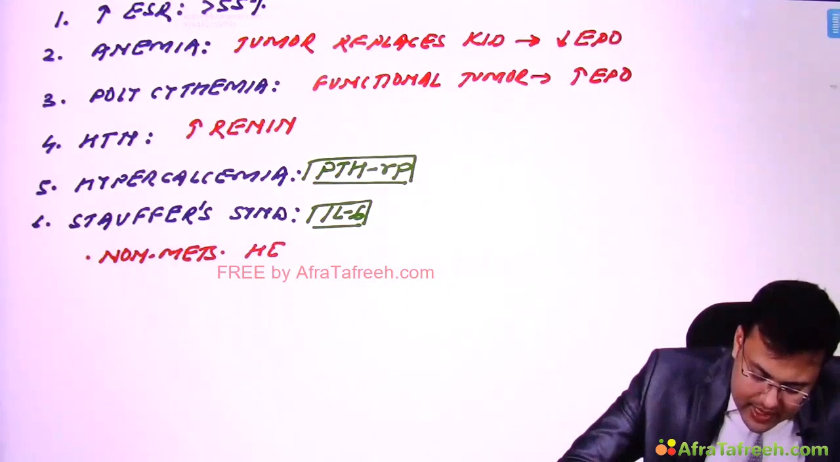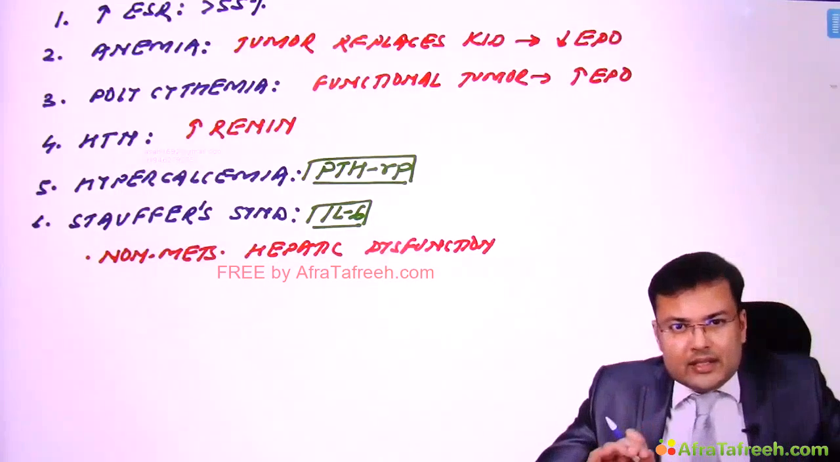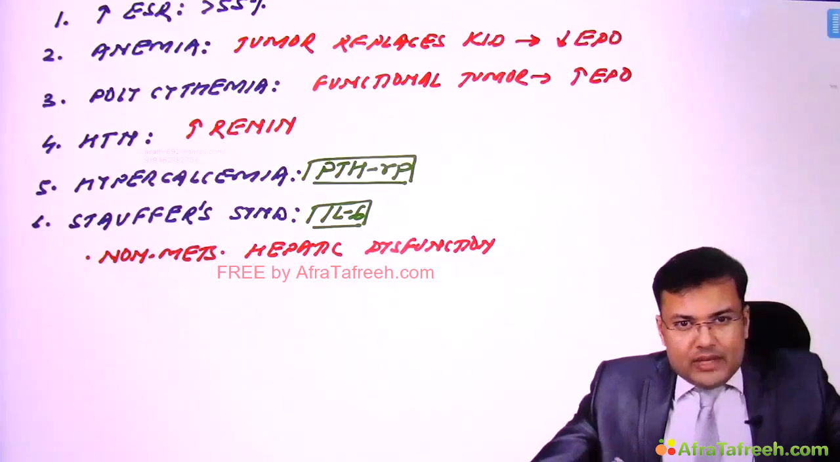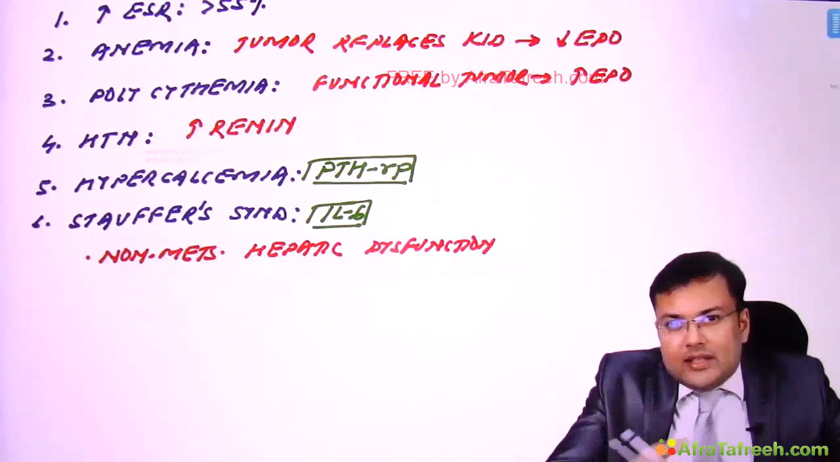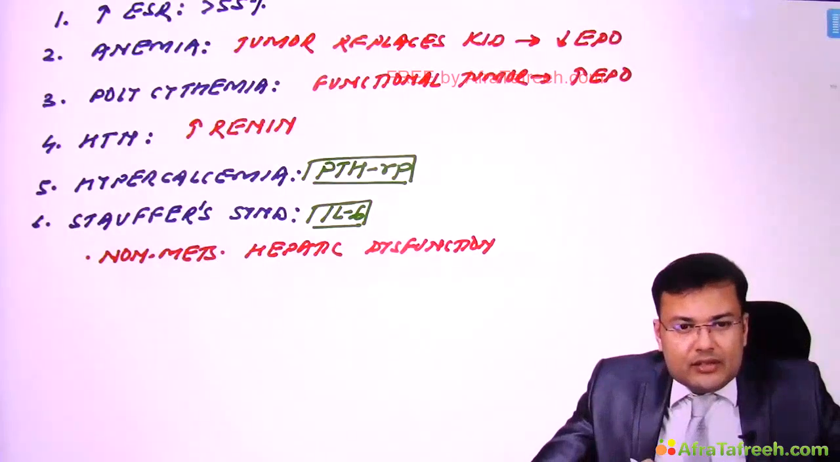Non-metastatic hepatic dysfunction. So here you can see the term is self-explanatory. There is no metastasis to the liver. Despite that, the patient is having hepatic dysfunction. So generally these patients have jaundice. Bilirubin is raised, and whenever we go for ultrasound or CT, there is no mass lesion in the liver. So this is non-metastatic hepatic dysfunction, Stauffer syndrome. It is because of IL-6.